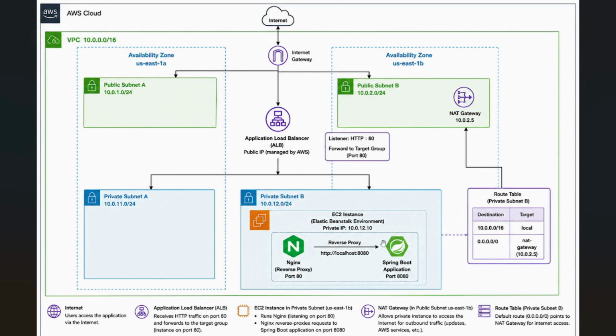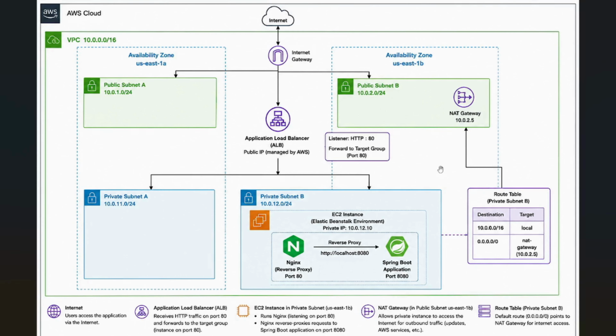Okay, and inside this instance, we will have two things here. One is the Nginx, which will act as a reverse proxy. It is going to listen on port 80 for any request, and we will have our Spring Boot application, which will listen on 8080. And what the reverse proxy will do is it will accept the request on port 80, and then it will forward it to the Spring Boot application on 8080. So that's the goal here.